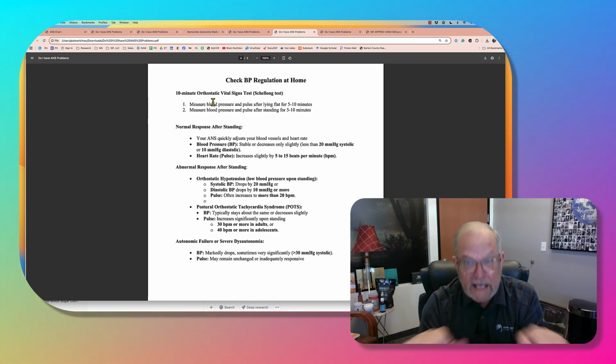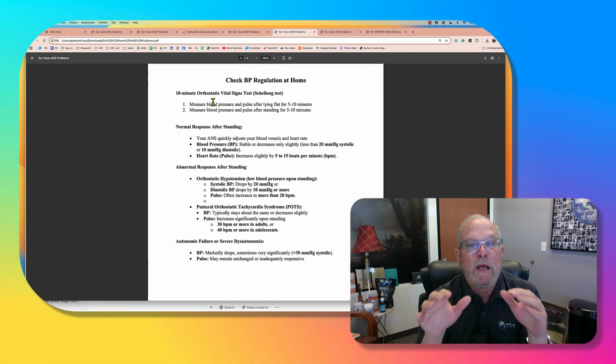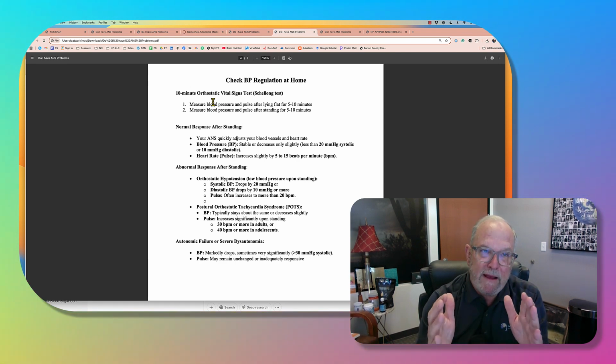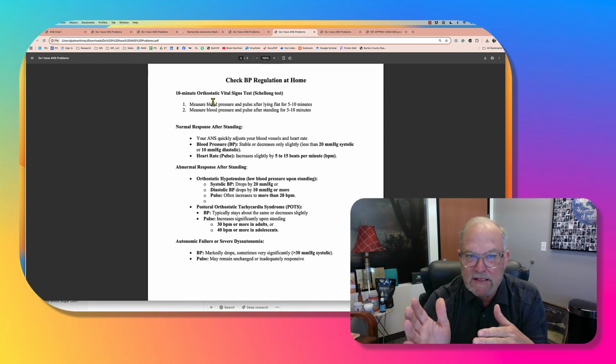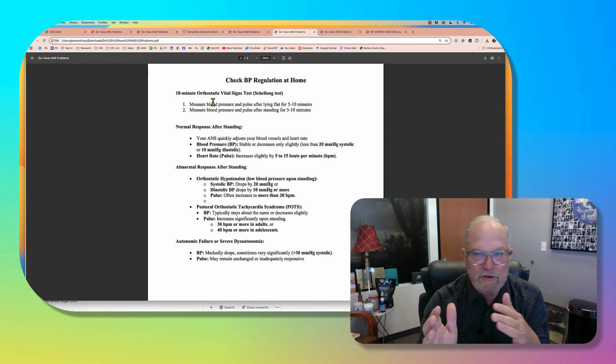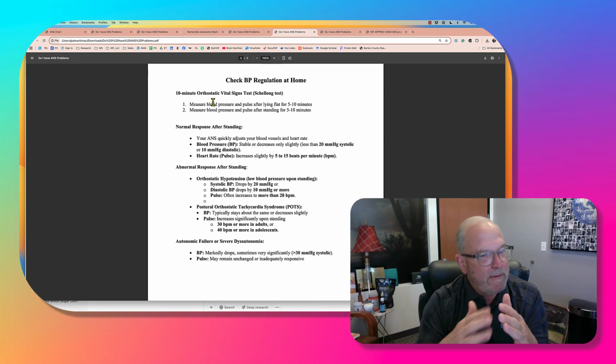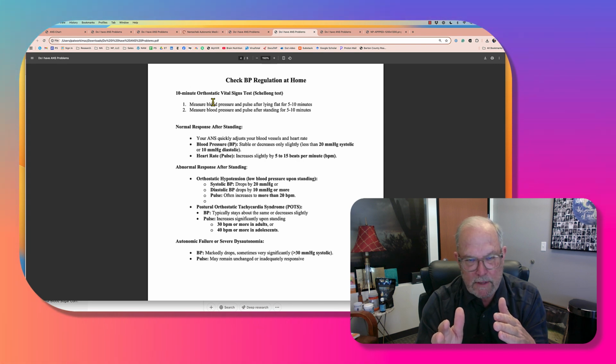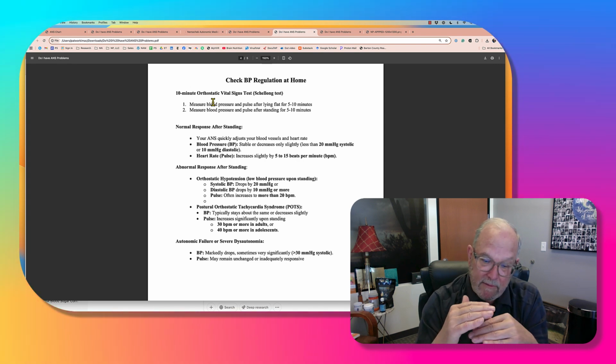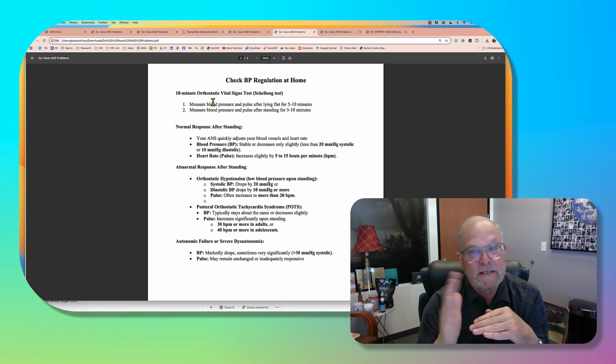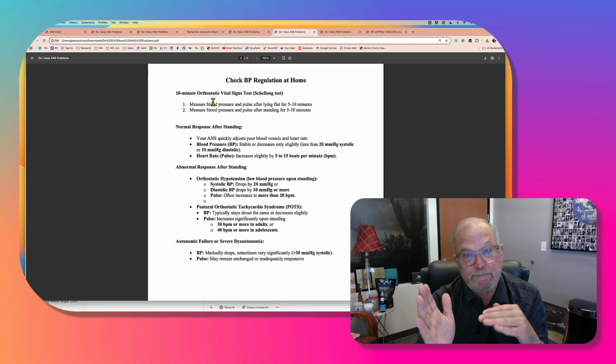You measure, you lay down for 5 or 10 minutes. You measure your blood pressure and your pulse. And then you stand up for 5 or 10 minutes. 10 minutes is best if you can. If you're starting to get a little woozy at 5 minutes, just take the reading at that point. Okay? So now we have supine or laying, standing measurements.